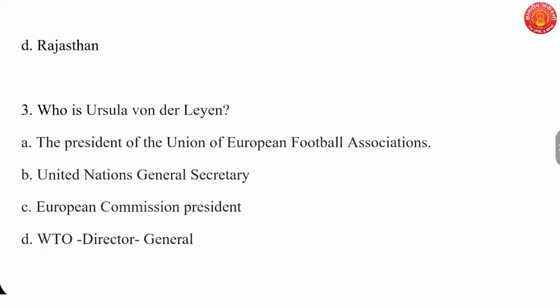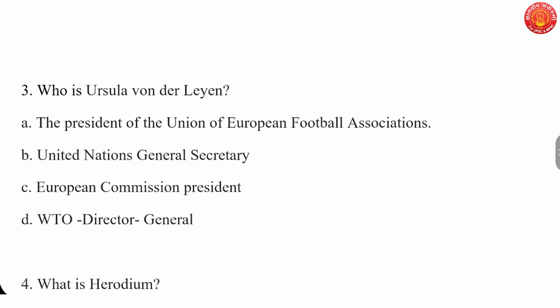Let's see the next question. The next question is, who is Ursula von der Leyen? A, the president of the Union of European Football Associations. B, United Nations General Secretary. C, European Commission President. Or D, World Trade Organization Director General. Ursula von der Leyen is European Commission President.